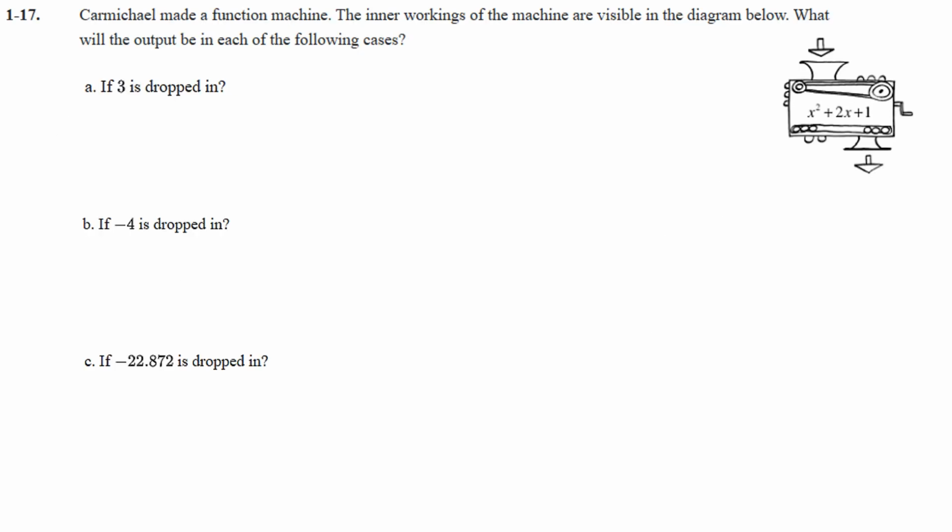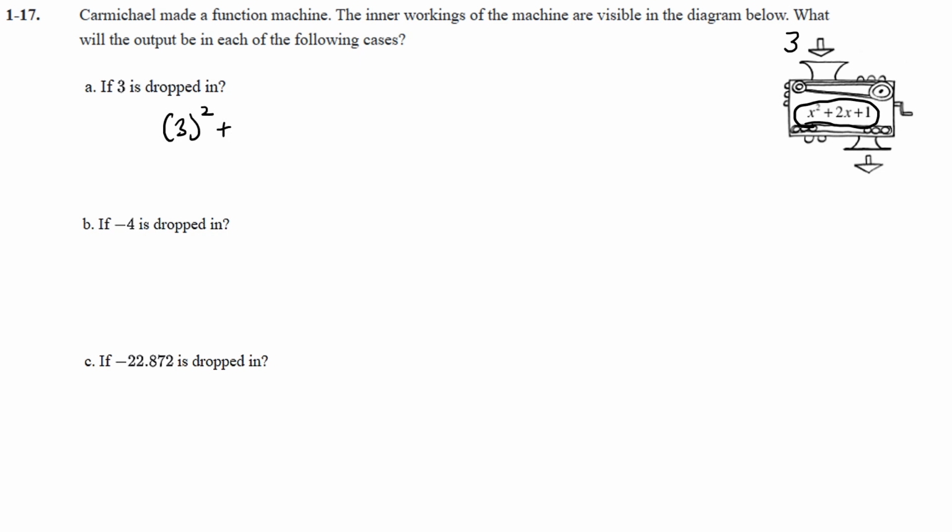Okay, 17. Carmichael made a function machine. The inner workings of the machine are visible in the diagram below or to the right. So this is the inner workings we care about. What will be the output in each of the following cases? So if 3 is dropped in, essentially what that means is plug a 3 into this machine. So we see 2x in this case. So we're going to plug in 3 everywhere there's an x.